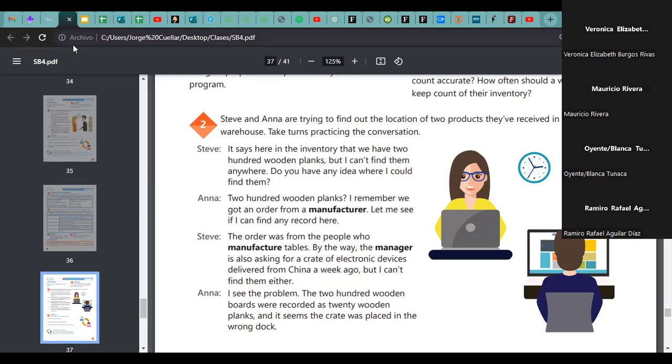So, very interesting. There are some words that we can check here. Wooden planks. Do you know what is that? Okay, wooden is de madera. Every time that you see wooden, it is de madera, and planks, tablas, tabla de madera. Anywhere. What is anywhere? No cualquiera, no. En ninguna parte. Ah, en ninguna parte. Anywhere, or en cualquier parte, something like that. Good. Let's see. What is manufacturer? Como manufacturar. El fabricante.